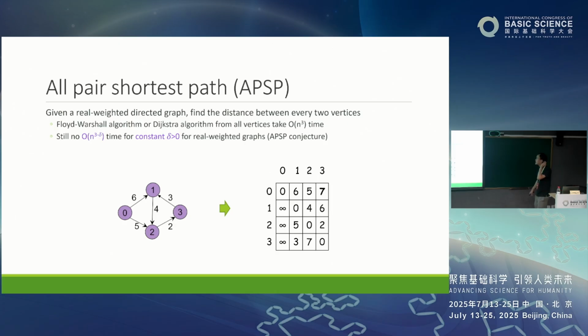And also, all-pairs shortest paths. Let's say given a graph, we want to find the distance between every two vertices. Running Dijkstra's algorithm from all vertices takes n cubed time. But we don't know how to use matrix multiplication to accelerate it. For the general case, the real weighted graph, there is still no truly subcubic time algorithm for all-pairs shortest paths for real weighted graphs.